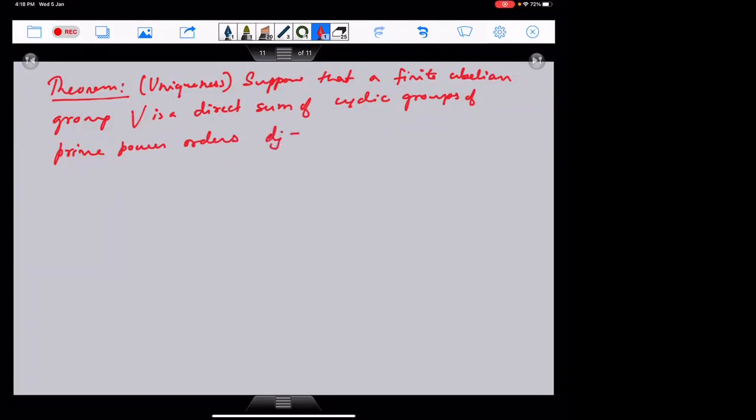Say dj equal to, now my definition of dj has changed. Previously I said di divides di plus 1. I did not assume anything about whether di is a prime power or not. It could be a product of more than one prime, maybe some of them repeated. But now I am writing dj equal to pj to the power rj, where pj is a prime. So this is assumed.